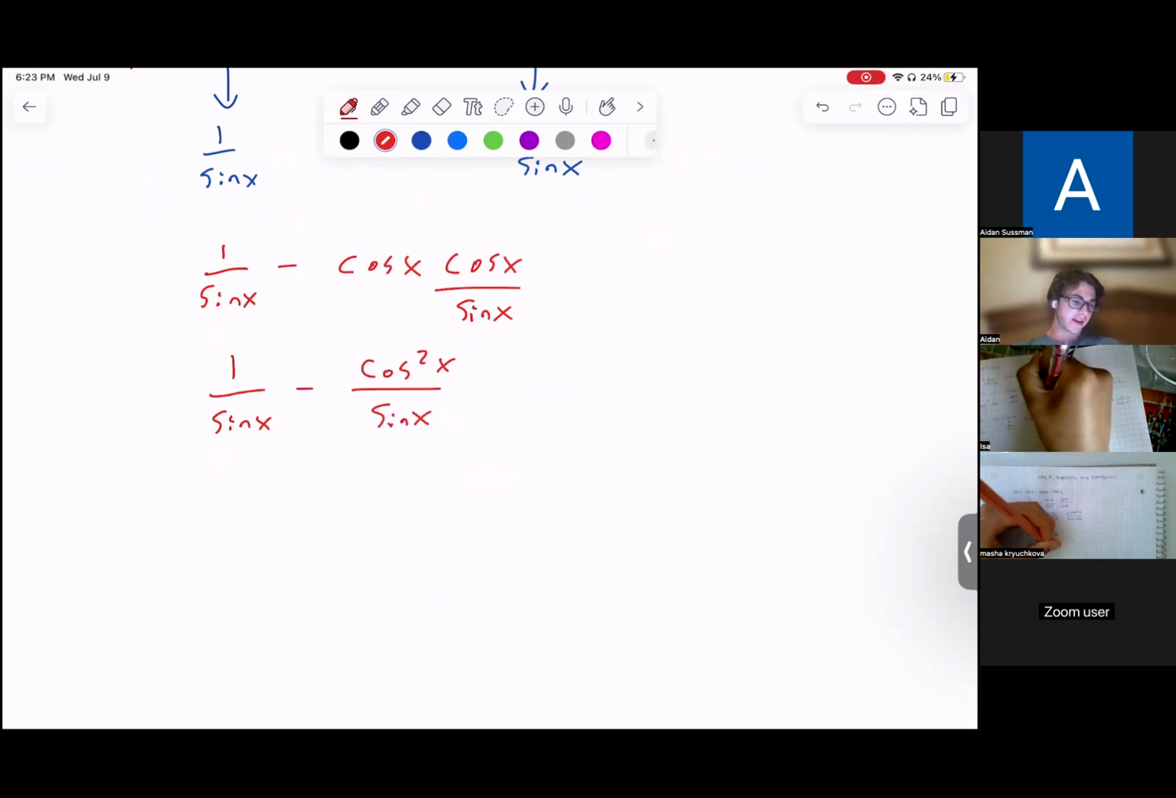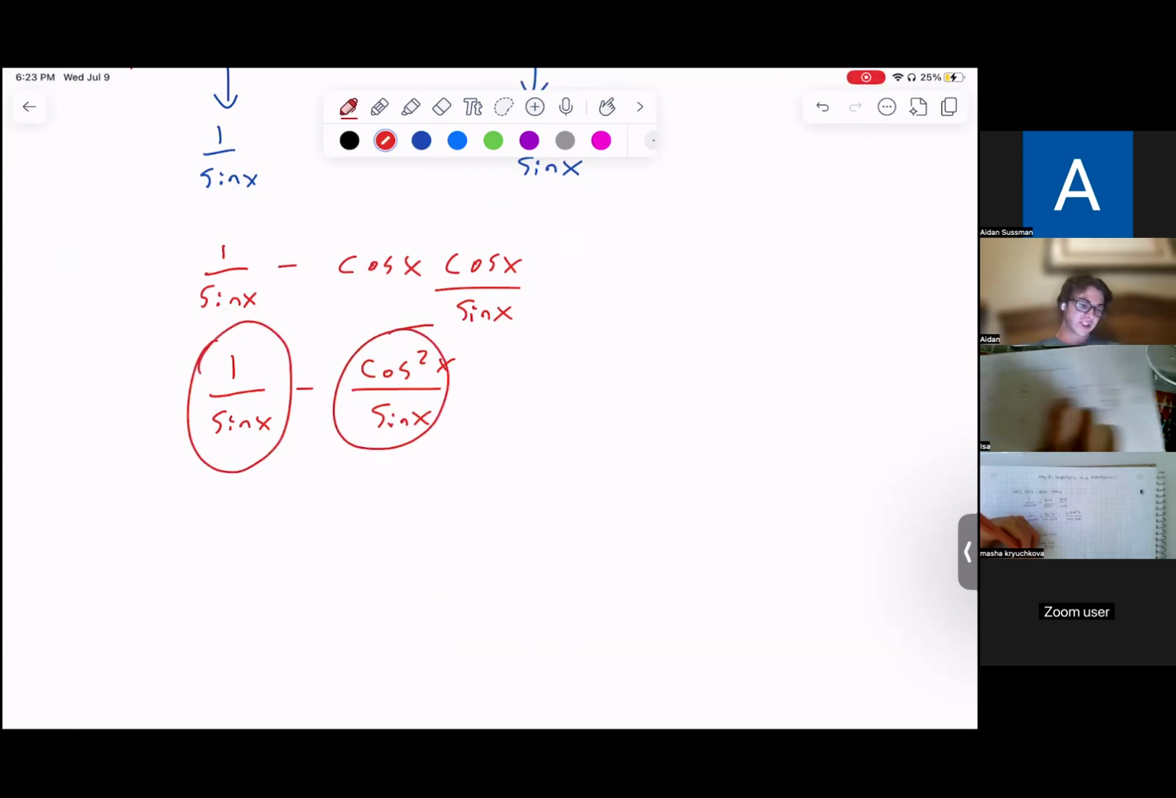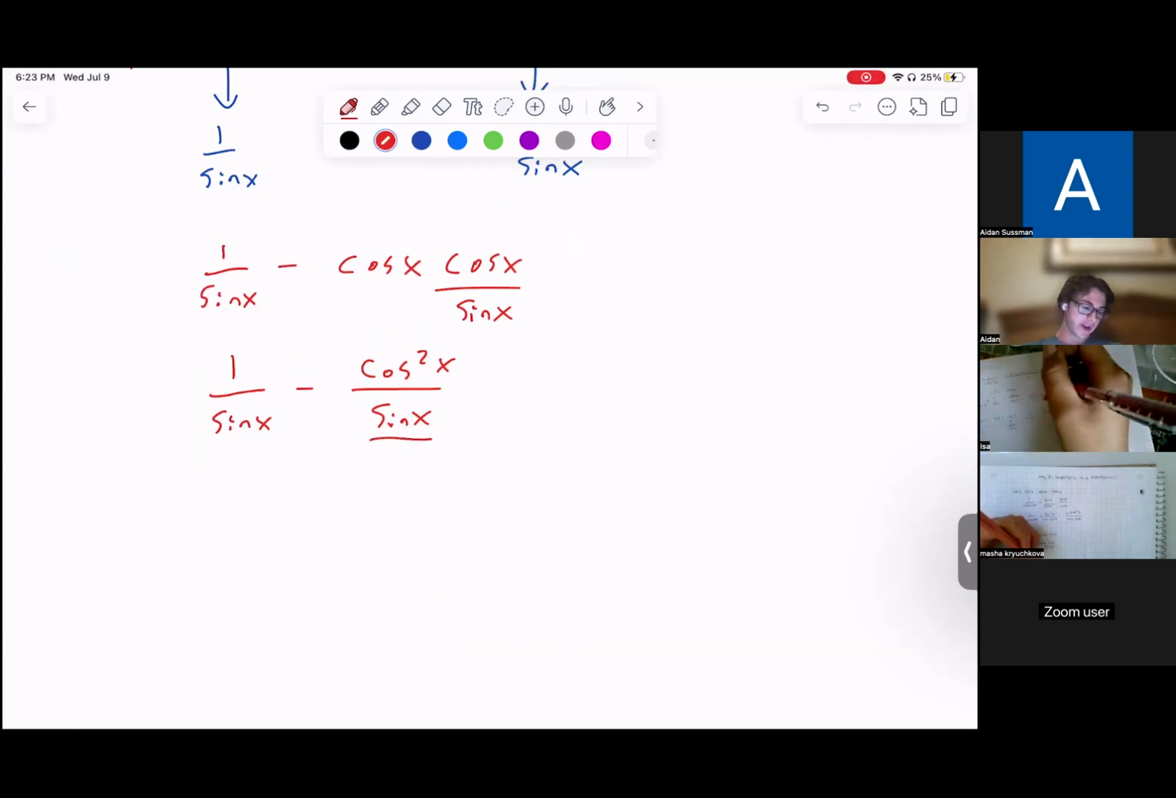And then maybe Isa, can you tell me what would I do next? What do you think I should do next here? Would you combine it? Yeah, we would take these two fractions and make them one fraction because the denominators are already the same. But if they were different, we would make them the same. All right, so that's 1 minus cosine squared of x all over sine of x.